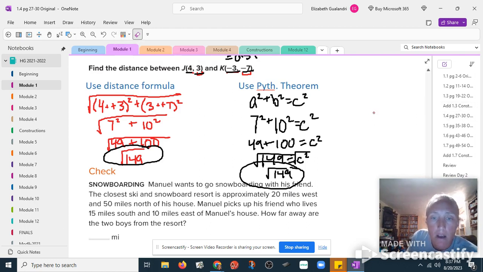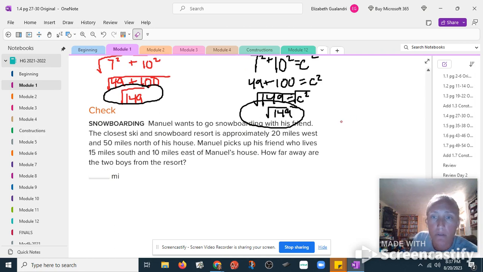Okay. Last one here gives us a snowboarding example, and this is just so that we have something to look after and kind of go again. So bear with me on this last one. Manuel wants to go snowboarding with his friend. The closest ski and snowboard resort is approximately 20 miles west.